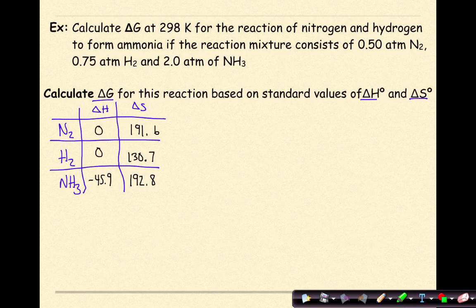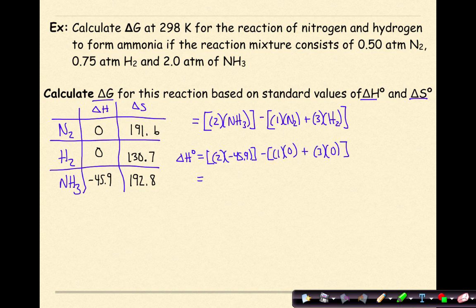To calculate delta H, we're going to go back to Hess's law. And remember, when we do Hess's law, we do products minus reactants. So I'm going to write out my equation for Hess's law really quick. Based upon my equilibrium equation, we're going to have 2 moles of ammonia minus 1 mole of nitrogen gas plus 3 moles of hydrogen gas. And now I'm going to calculate my delta H at standard state by plugging these values in.